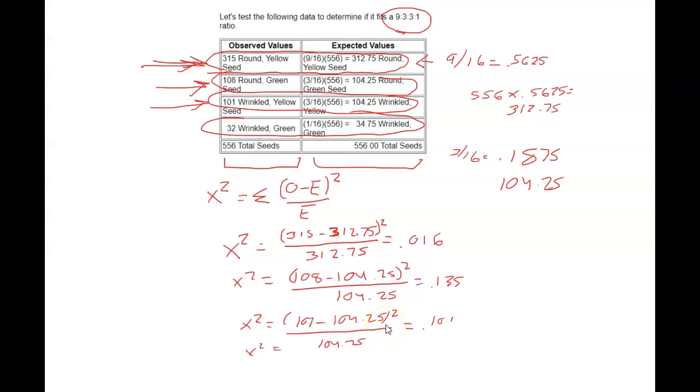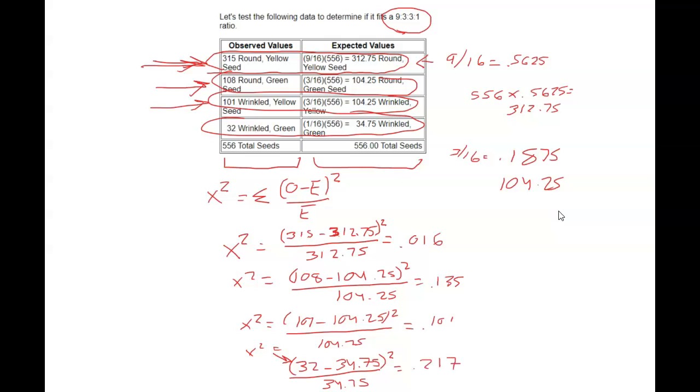Then let's go ahead and take the last value real quick. We see we have 32, right? So obviously I know it's off a little bit. We have 32 minus what we expect to get, 34.75, squared, all over 34.75. And when I throw that in my calculator, I get 0.217.